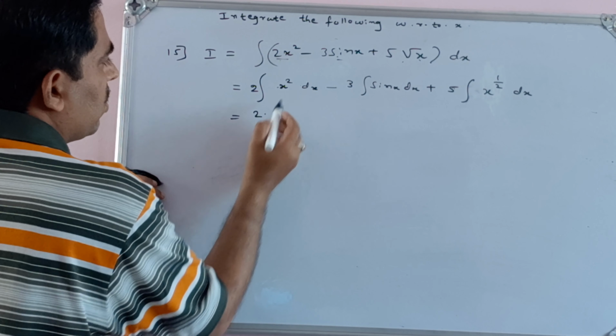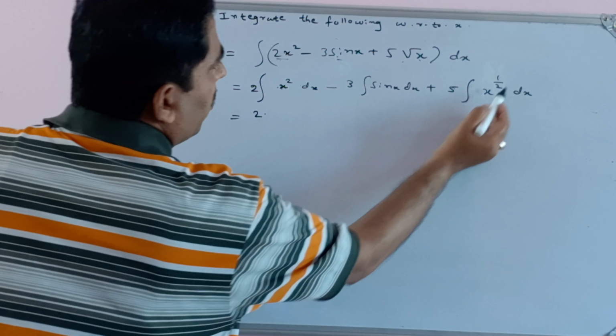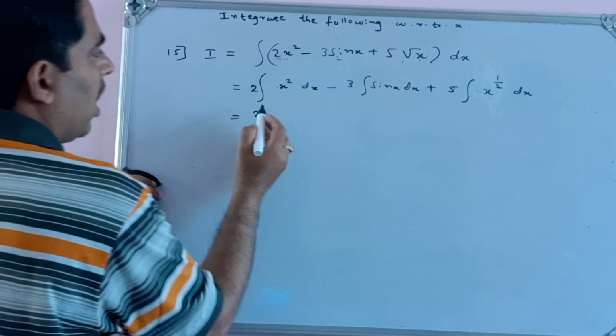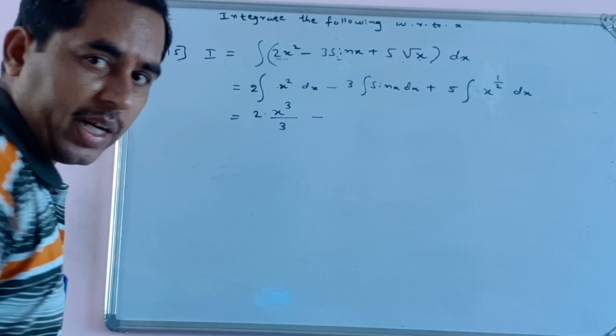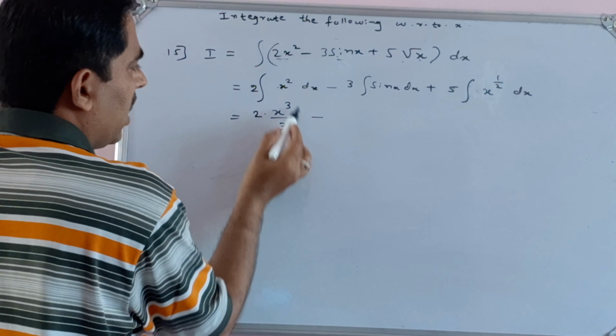Then I will get 2 into, see, power rule. For this power rule, for this also power rule. This is a formula. So 2 into, integration of x square is x to the power of n plus 1 by n plus 1, that is 2 plus 1 is 3, then 2 plus 1, 3. Minus, after integrating, don't write dx because the integration process is completed. Don't write dx, only write the answer.